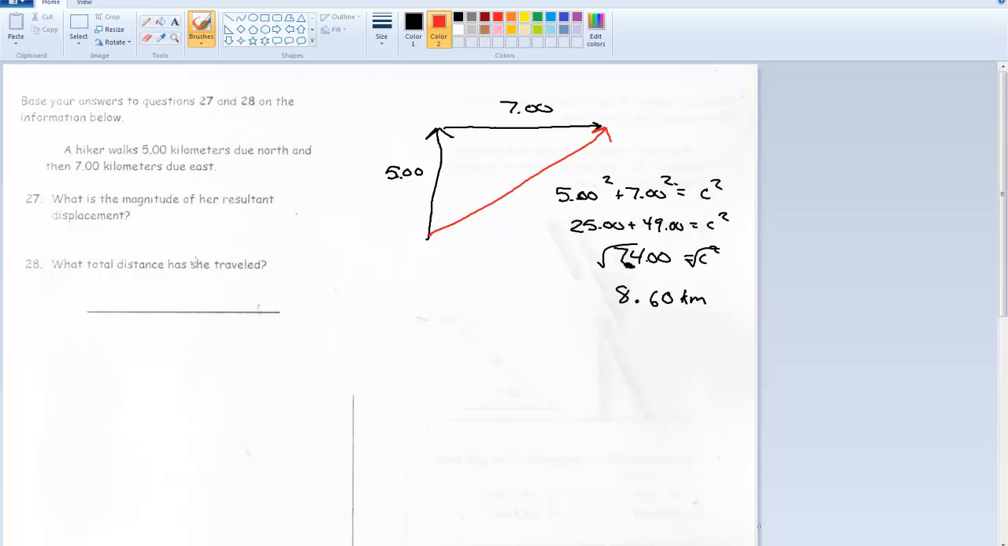And what's the total distance she traveled? So remember, distance is different from displacement. Distance is how far they traveled in total. So its distance was 5 kilometers and then 7 kilometers. So it's just 5 plus 7. So the total was 12 kilometers.